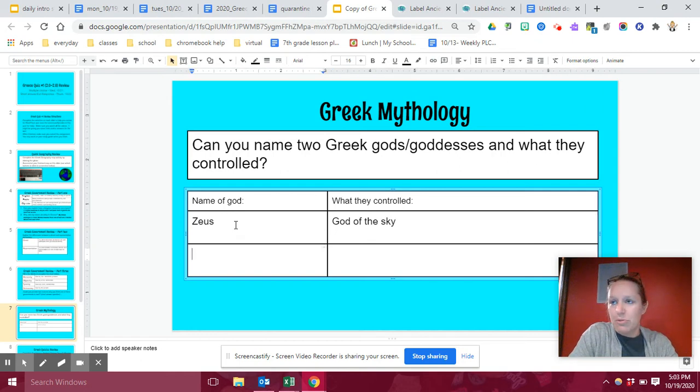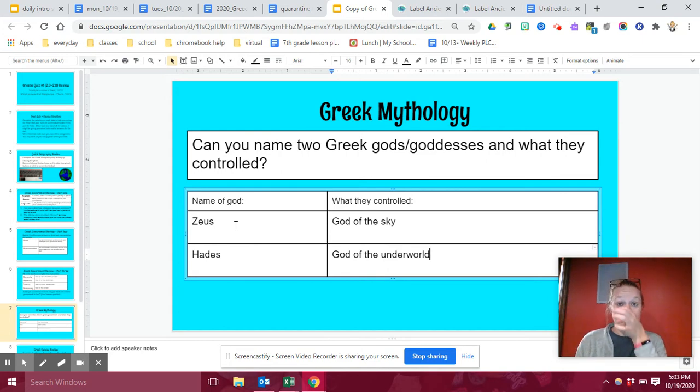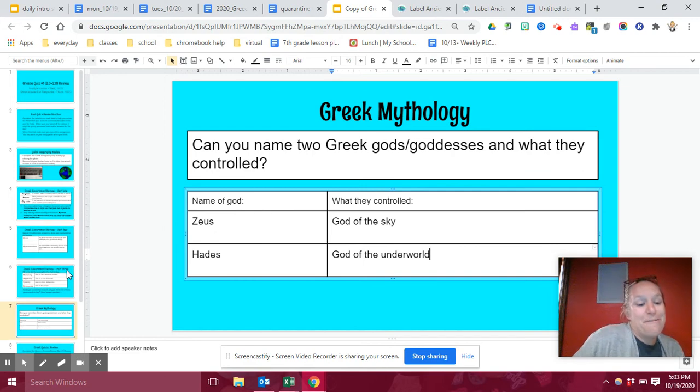And you don't have to do complete sentences for this one. And I'm going to do Hades, god of the underworld. Boom, I'm done. All right, and that's exactly what it looks like on the quiz. You just have to be able to name 2 gods, and what did each of those gods do, or what were their powers? All right, so that's one of your short answers as well.